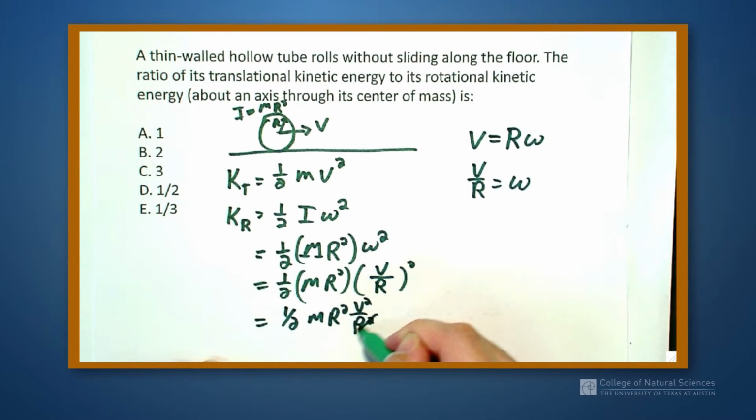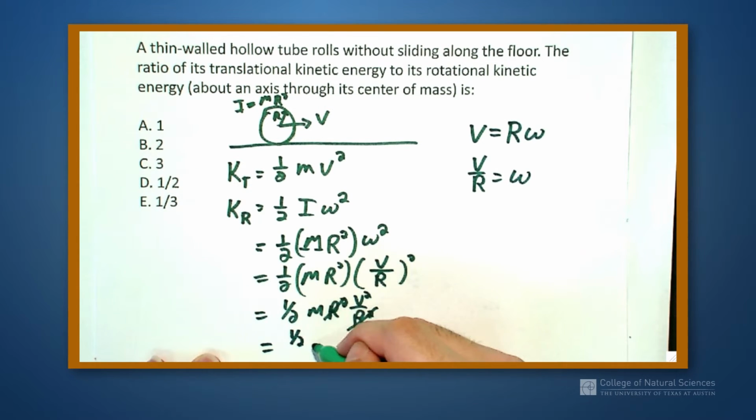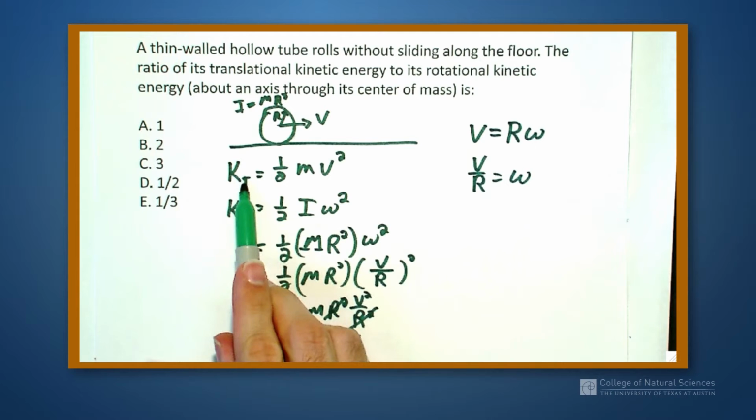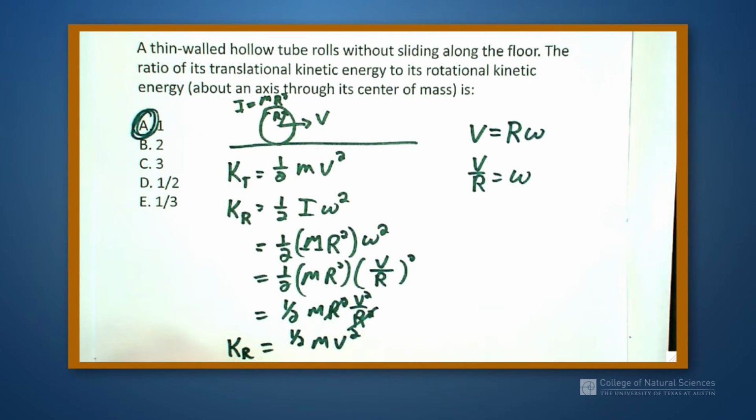An r squared will cancel with an r squared. And I will get, at the very end, 1/2 mv squared. So my rotational kinetic energy is 1/2 mv squared, and my translational kinetic energy was 1/2 mv squared. So I get a value of 1. The ratio between the two is 1.